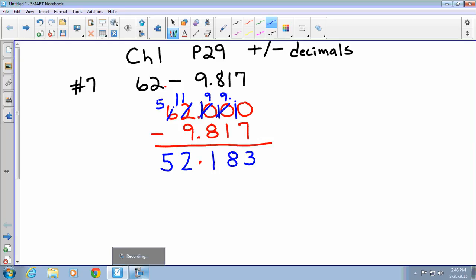Your answer would be 52.183. That's 52 and 183 thousandths. Again, the reminder here is make sure 62 is written 62.000. Line up your decimals and add zeros where needed.